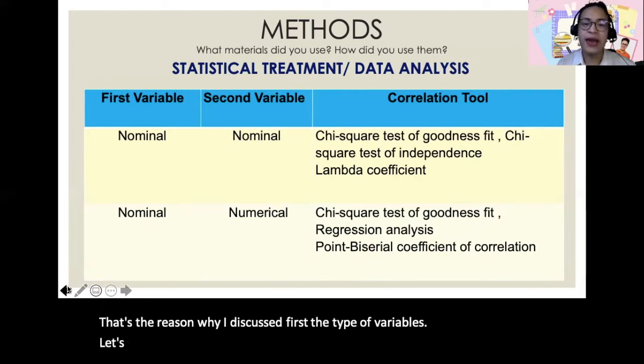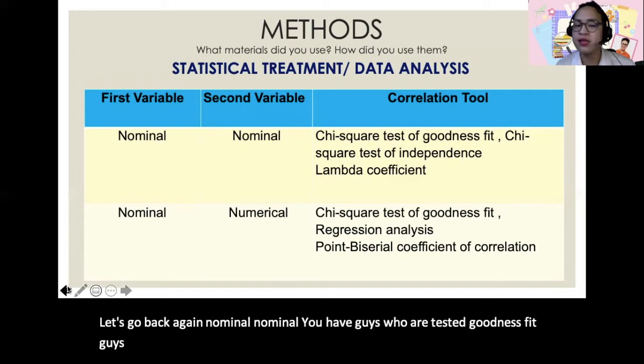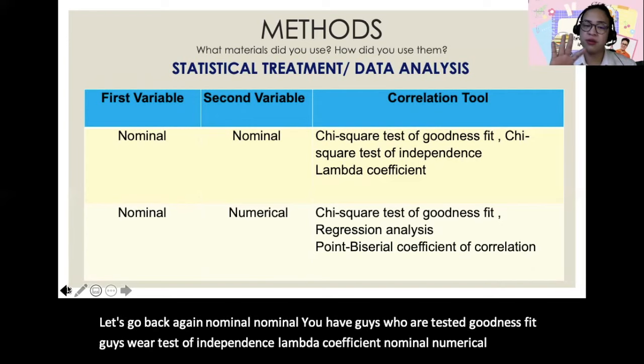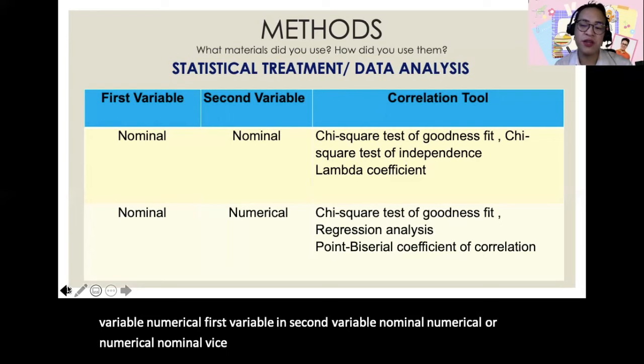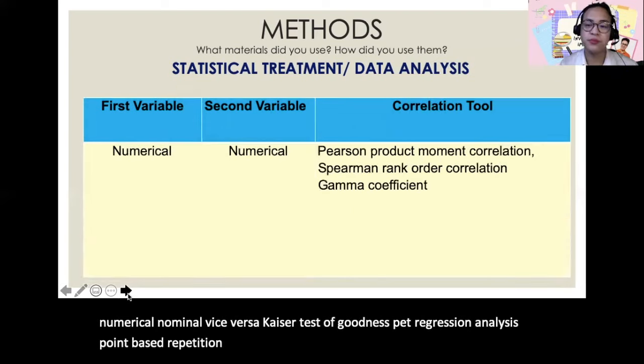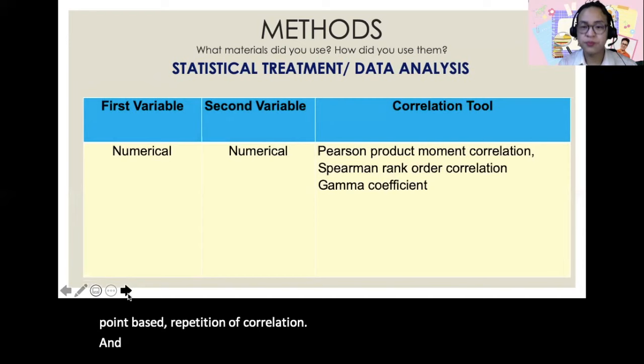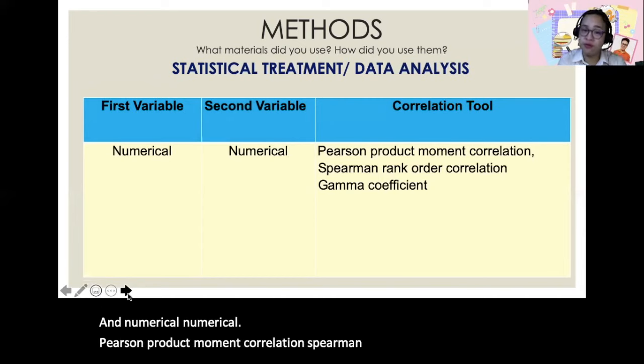Let's go back. Again, nominal: you have chi-square test of goodness of fit, chi-square test of independence, lambda coefficient. Nominal and numerical, first variable nominal and second variable numerical, or numerical and nominal, vice versa: chi-square test of goodness of fit, regression analysis, point biserial coefficient of correlation. And numerical: Pearson product moment correlation, Spearman rank order correlation, gamma coefficient.